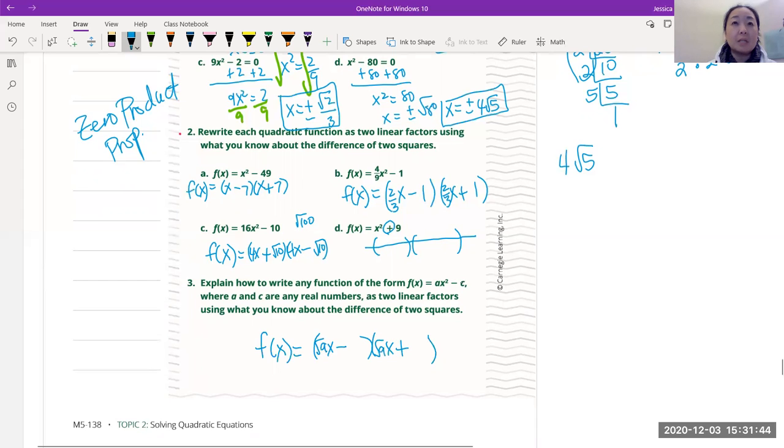Well, how do we get the c? We ask ourselves, what times what will give you c, right? So just like how we did for the a, we're going to do that to this c. So square root of c and square root of c. Ta-da! I know it seems more complicated when you write it like this, right? Now we feel so smart. All right, I will talk to you later. Bye.